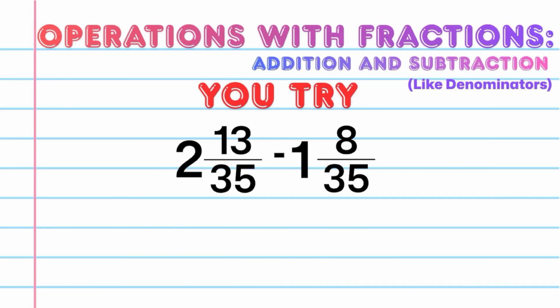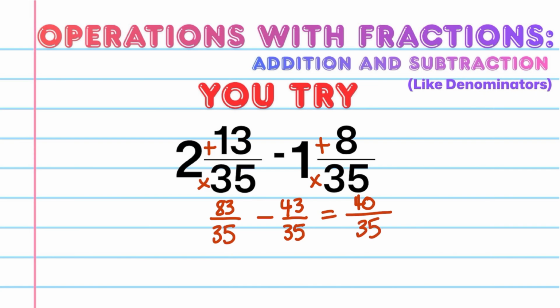Awesome, welcome back. So now we're going to multiply 2 times 35 and then add 13. Multiply 1 times 35, then add 8. So 2 times 35 gives me 70, and 70 plus 13 gives me 83. So I have 83 over 35, minus 1 times 35 is 35, and 35 plus 8 gives me 43. Keep my denominator the same. So now I'm going to subtract. What is 83 minus 43? Well, that gives us 40. So that's 40 over 35.